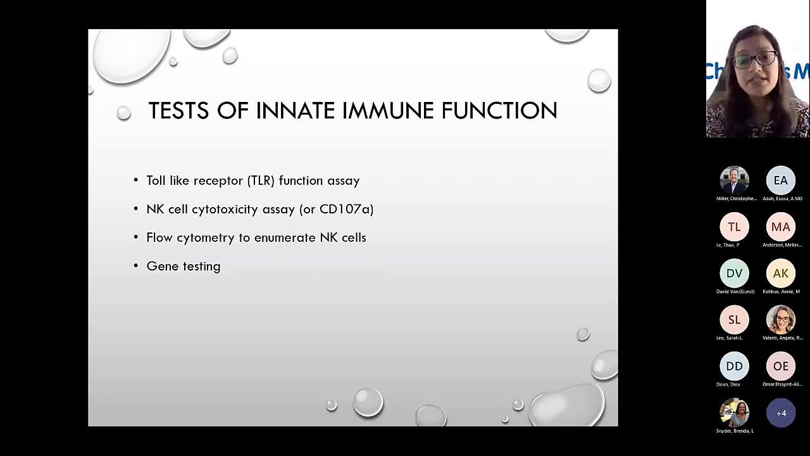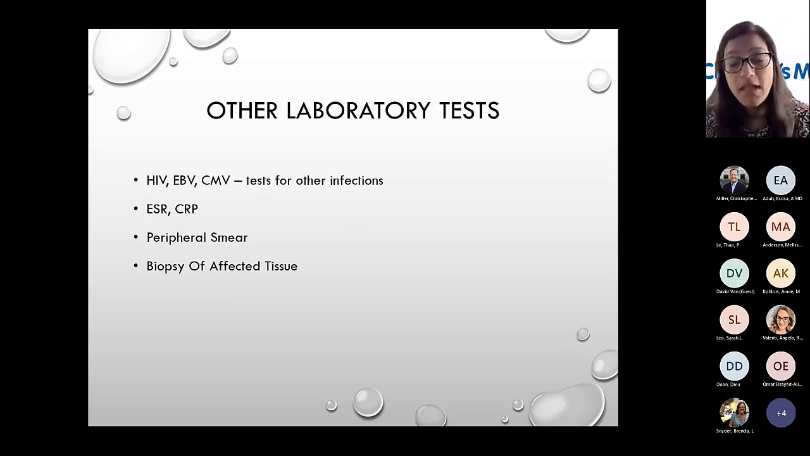Innate immune function can be tested using specialized assays like the toll-like receptor function assay. There is the NK cell cytotoxicity assay, and a better assay for NK cell function is the CD107A marker. You can use flow cytometry to look for quantitative information on NK cells, and then genetic testing definitely is helpful.